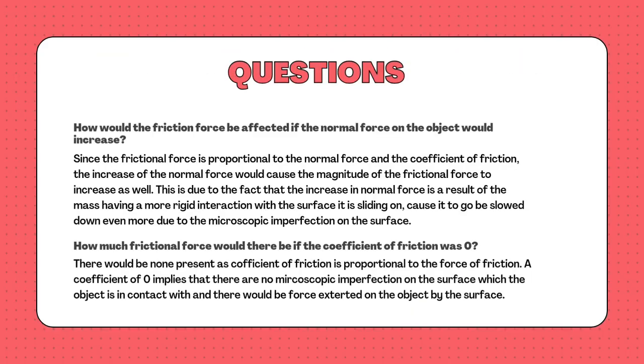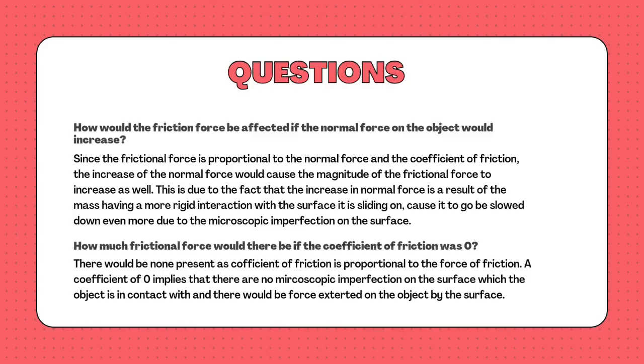So now questions. My first question was, how would the friction force be affected if the normal force on the object would increase? Since the frictional force is proportional to the normal force and the coefficient of friction, an increase of the normal force would cause the magnitude of the frictional force to increase as well. This is due to the fact that the increase in normal force is a result of the mass having a more rigid interaction with the surface it is sliding on, causing it to be slowed down even more due to the microscopic imperfections on the surface.